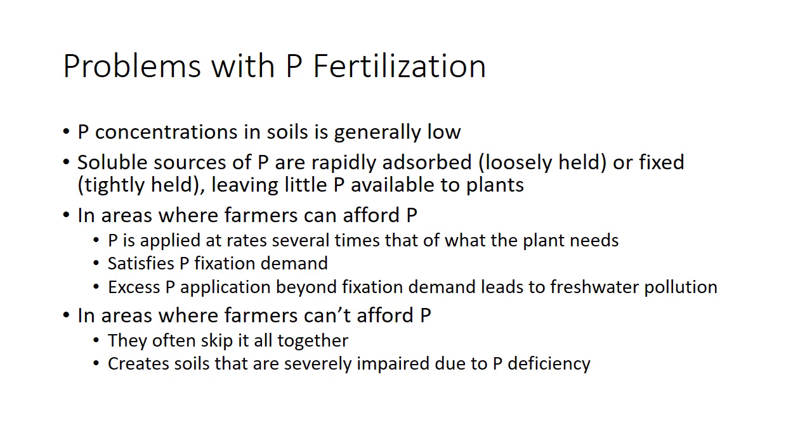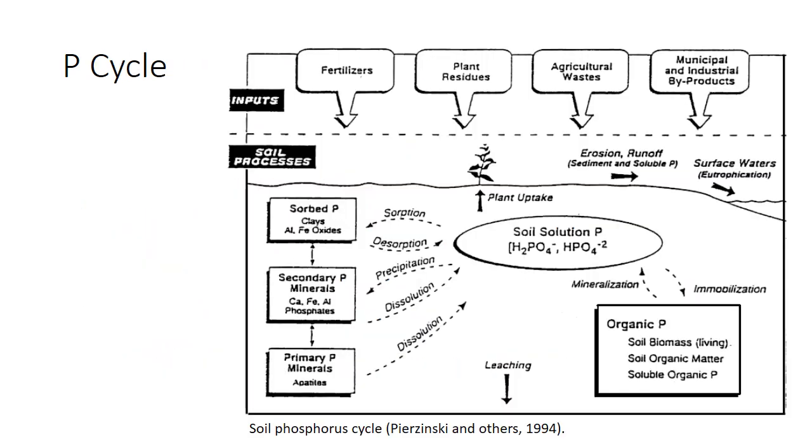In these scenarios, some farmers will skip it altogether, and that makes the situation worse, because in soils that are already low in phosphorus to begin with, the plants will slowly mine the soil for any phosphorus they can scavenge. That further depletes the soil of what phosphorus is there, making them more difficult to manage in terms of phosphorus. So we're going to walk you through each of the different components. Up at the top we have inputs, and then we have different soil processes in the bottom part of the figure.